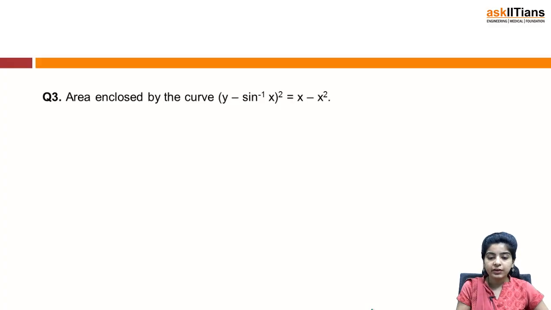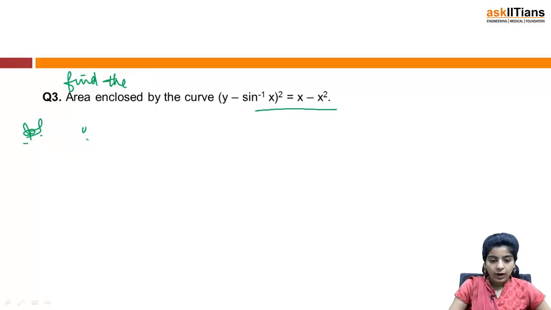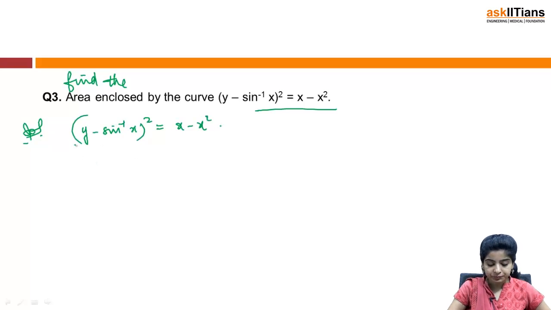Next question is the area enclosed by the curve y minus sine inverse x whole square equal to x minus x square. The question would be: find the area enclosed by this curve. So y minus sine inverse x whole square is x minus x square. So y is sine inverse x plus or minus under root x minus x square.